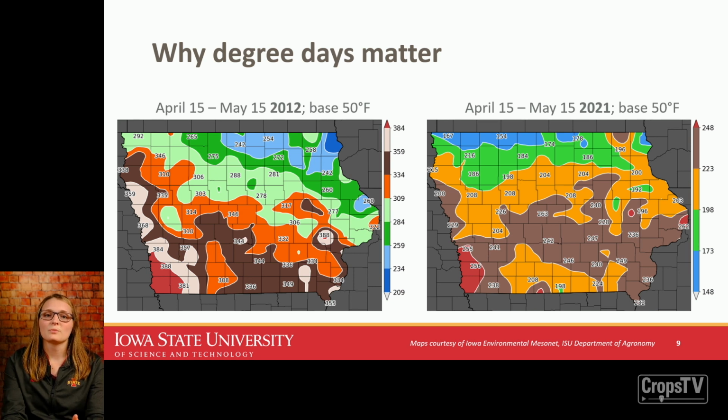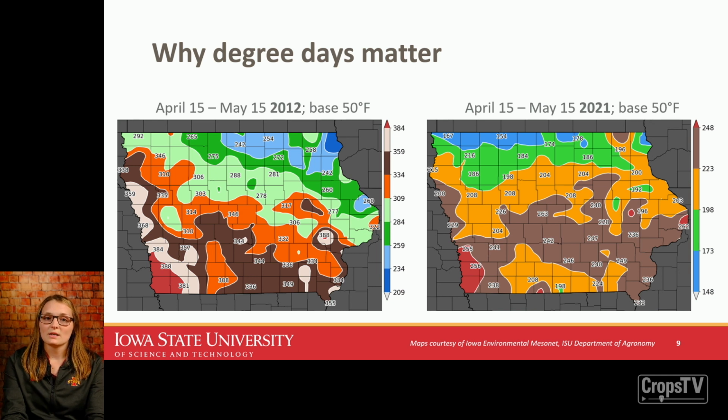So I just put these two maps up to show you the difference in degree days between 2 different years for the exact same time period. And I used April 15th as a starting date because that's typically about when I get the first record of a significant catch, and May 15th as the end date because that's usually when I'm making these scouting predictions.